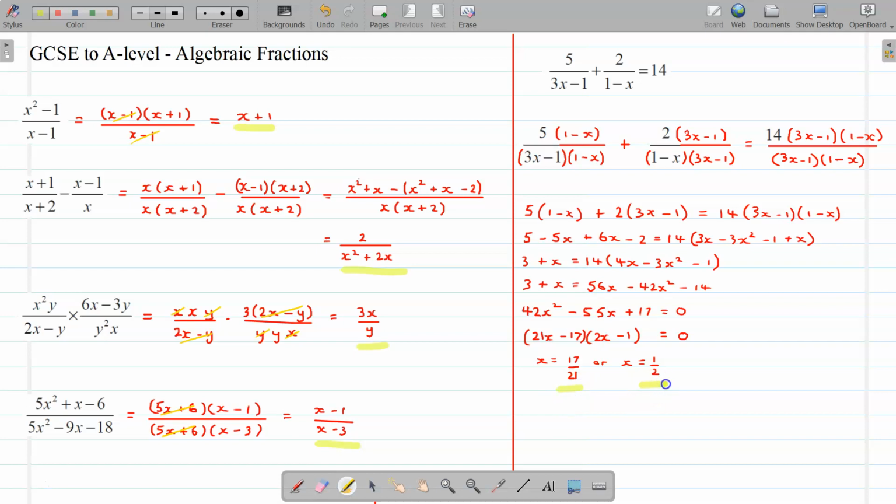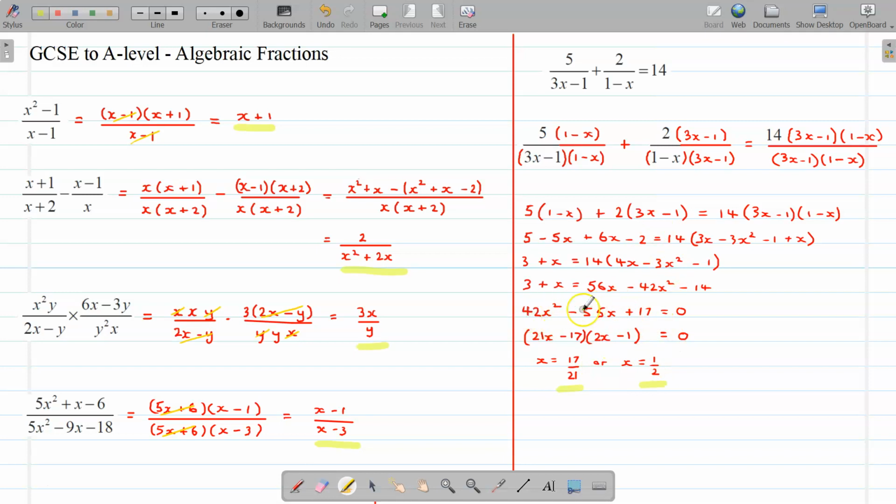So they're the two possible values of x that would solve that equation. Okay, so what does that actually mean? Well, it means if you replace the x in here with a half and the x in there with a half, added those two fractions together, that would come to 14. If you replace the x there with 17 over 21 and that x also with 17 over 21, that would also give you 14. But no other number that you put in for x would give you 14. Okay, so you've solved that equation.